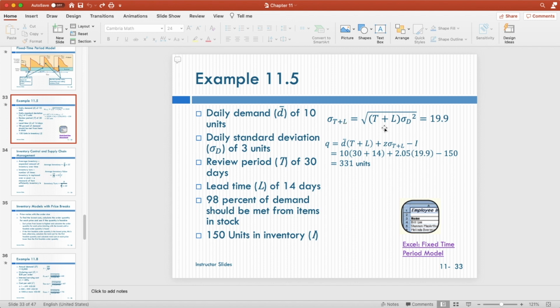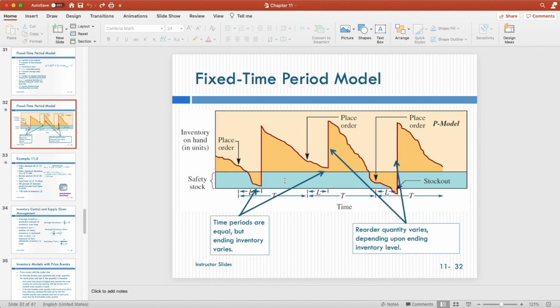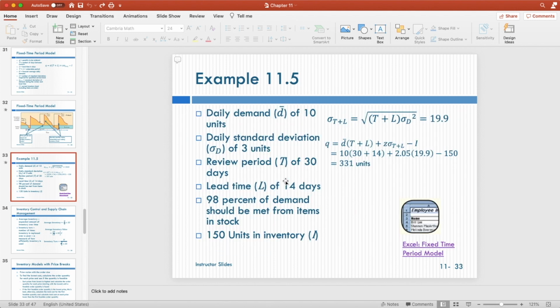After you do this right thing, you get 19.9, and then you plug in the corresponding numbers. That'll give you the final result, which is 331 units. All right. Now, this is about the fixed time period model. Very straightforward and also very useful.